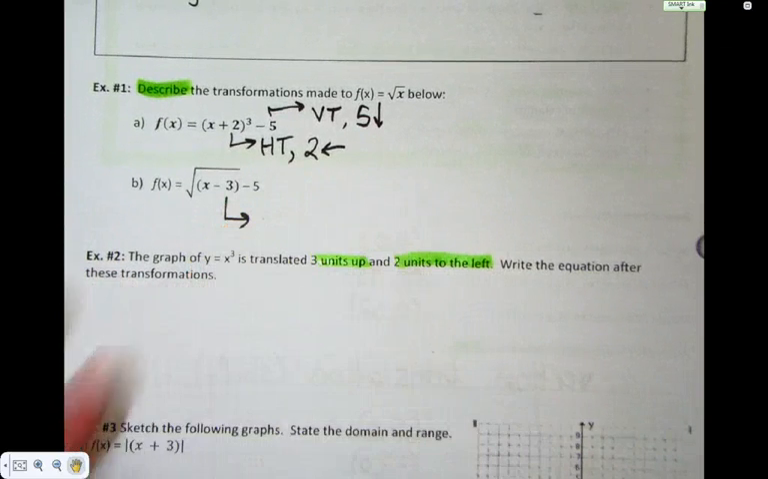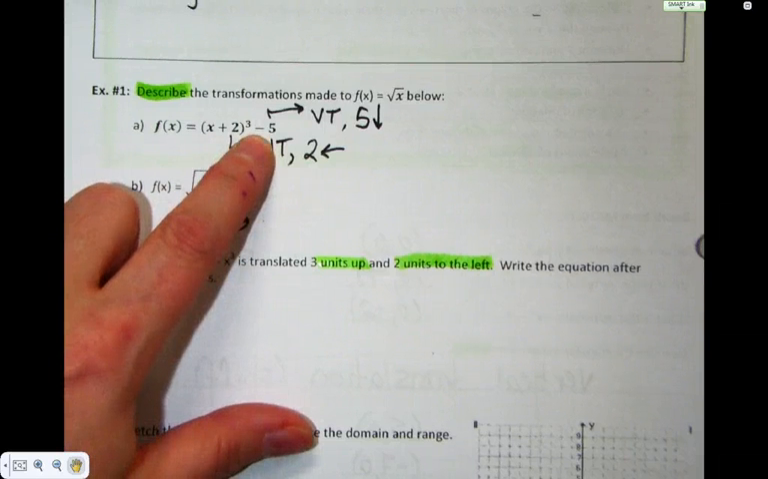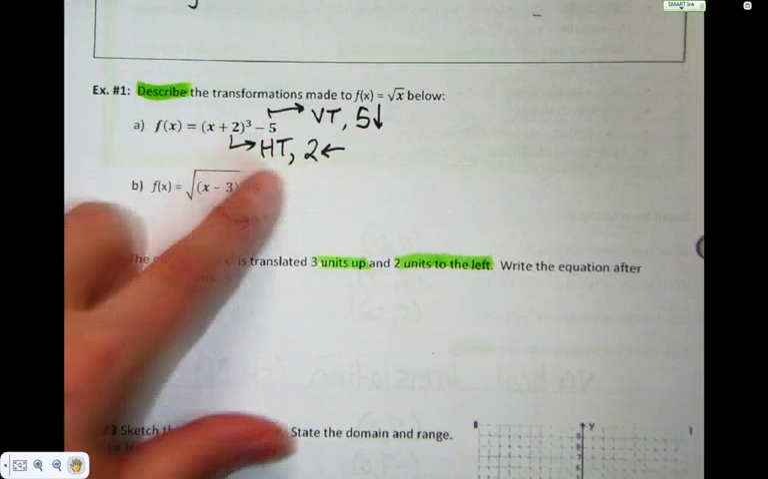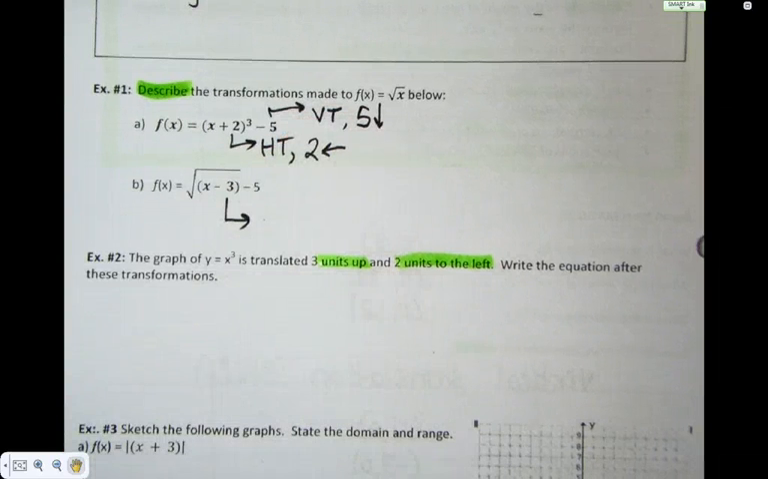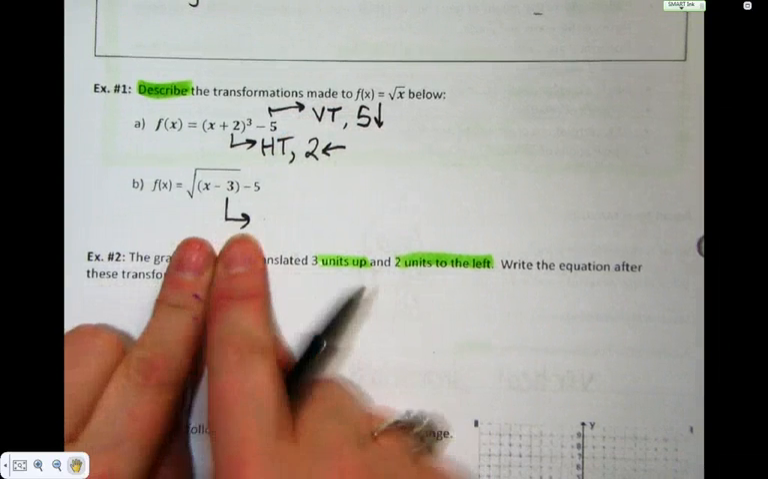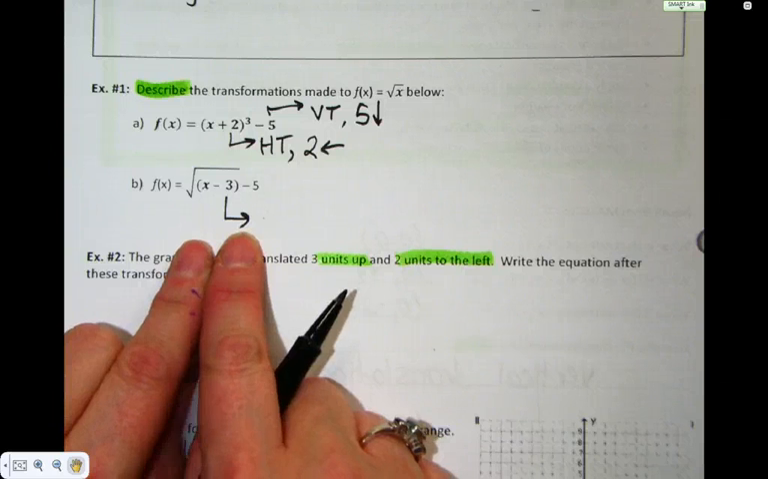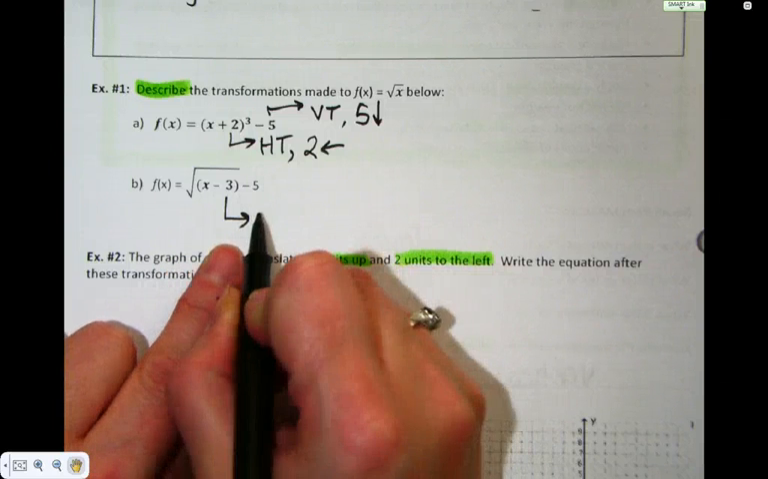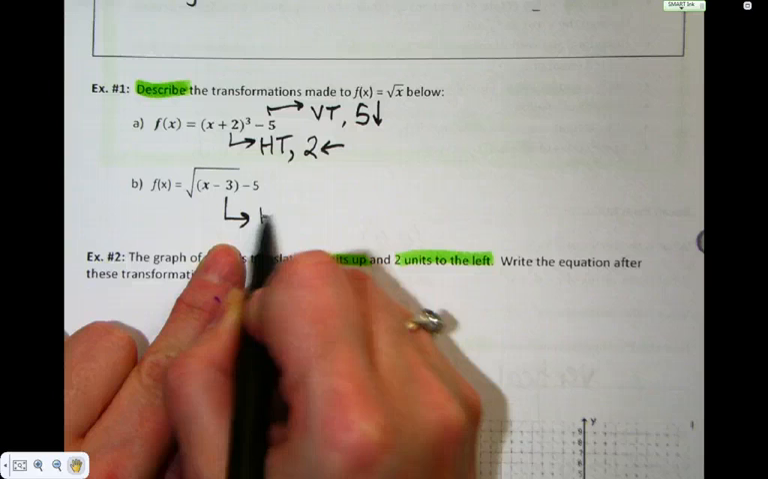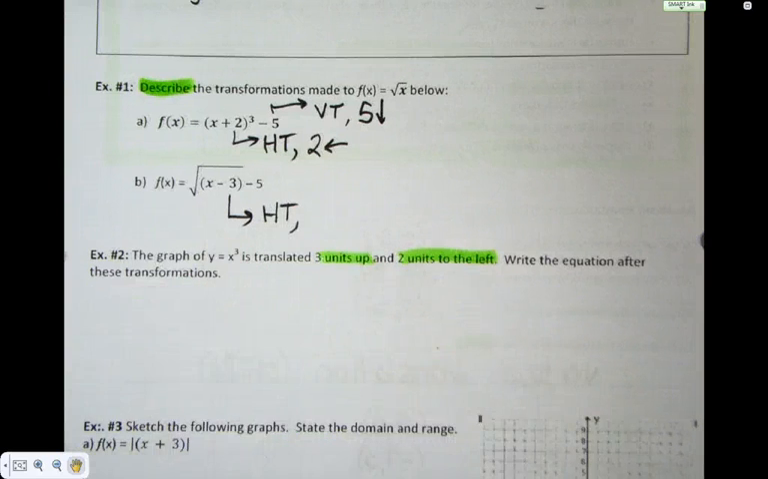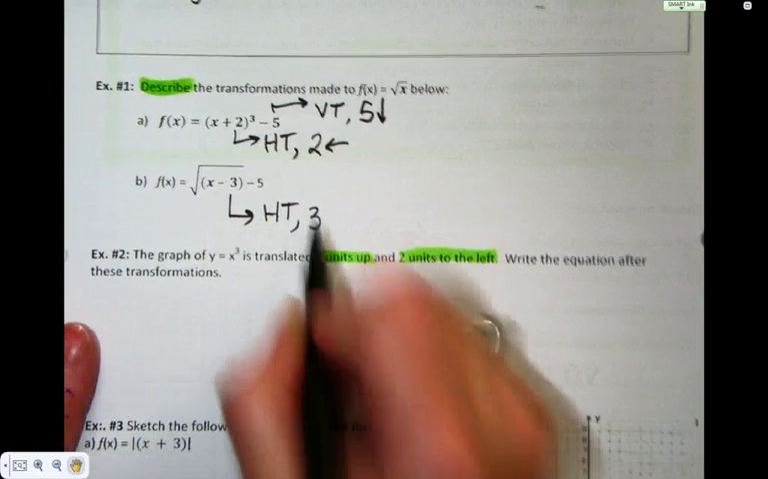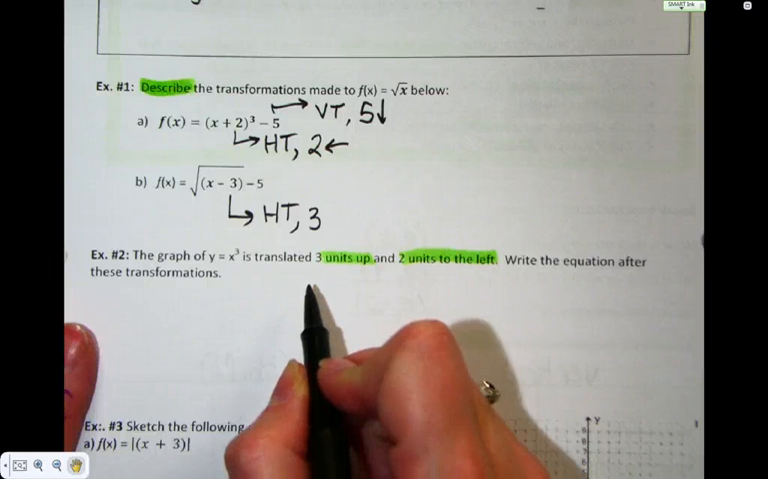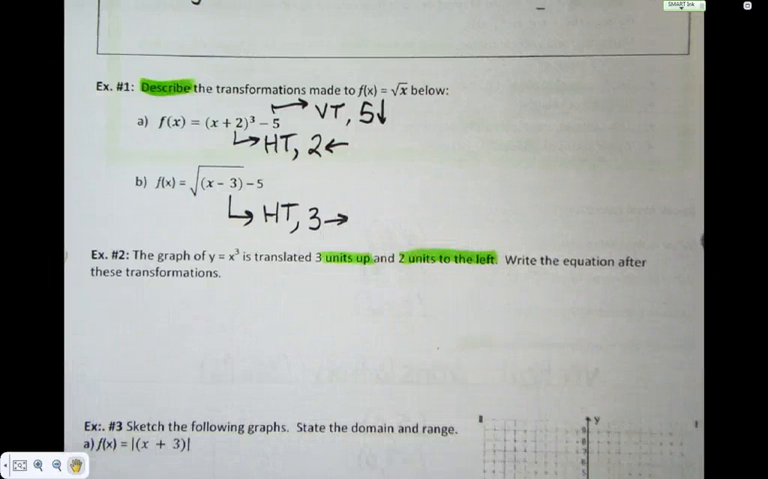Let's start with the -3. This is horizontal, so it goes side to side. Vertical is up and down. Okay, -3. Inside brackets or outside brackets? That means it is an HT, 3 units to the right. Remember, it's the one that's backwards. It's negative, but it ends up going to the right.